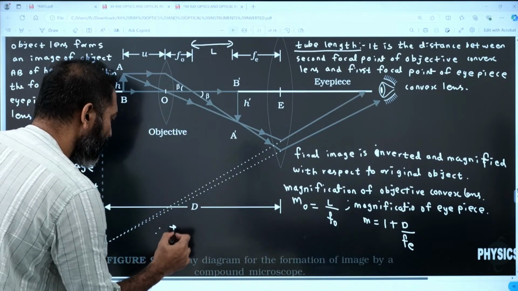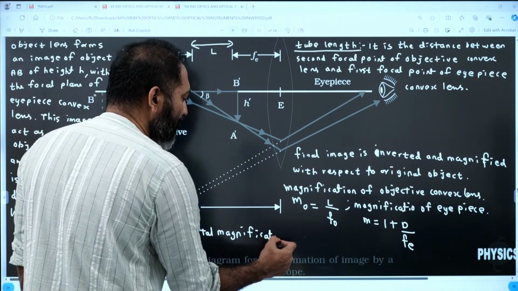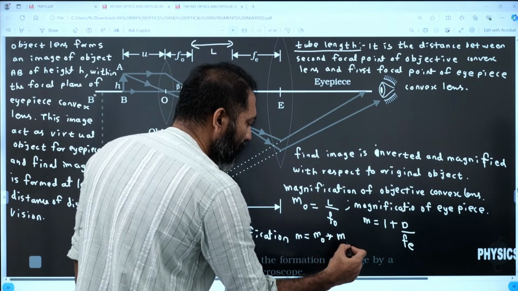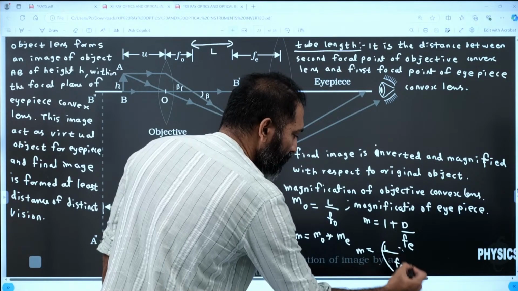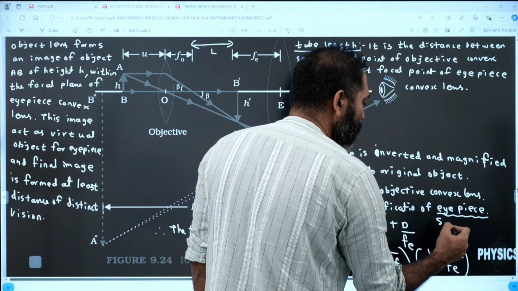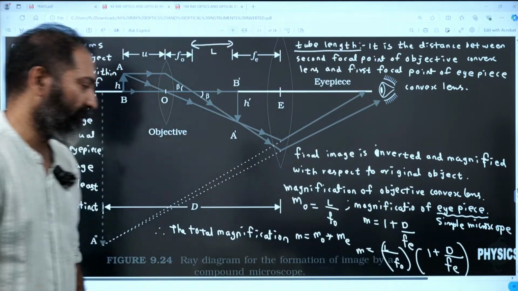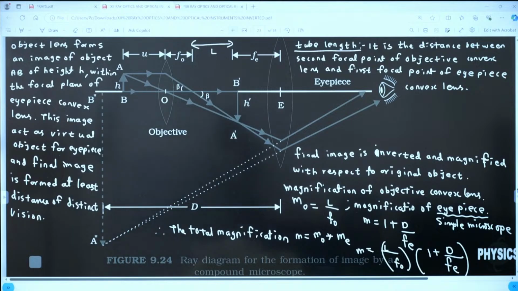So therefore, the total magnification, we know that total magnification will be the product of individual magnifications that we have seen in yesterday's class. The total magnification M is equal to MO into ME. So total magnification M is equal to L by FO into 1 plus D by FP. The eyepiece is a simple microscope. That is the reason why we have used the simple microscope formula. So what is the magnification of the compound microscope? L by FO into 1 plus D by FP. That is the magnification of the compound microscope.